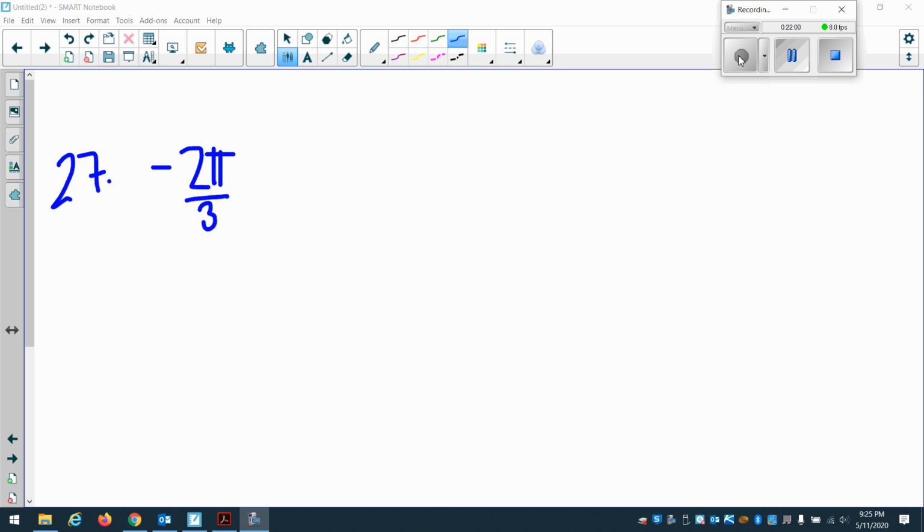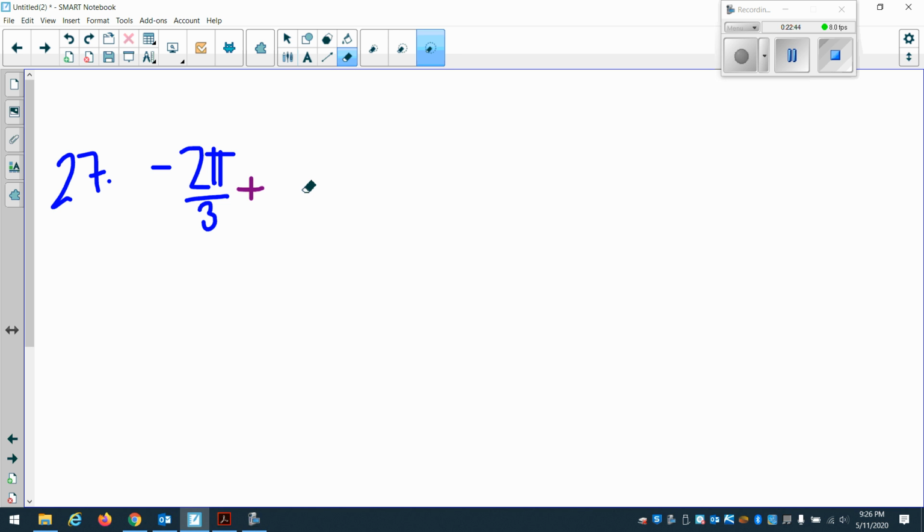Okay, for 27, I moved to a separate page so I could show you. This is negative, and it's in radians. If I was to convert it to degrees, it would be negative 120. To figure out where it falls in the unit circle to find the exact values, I would add 360. Since it's in radians, in order to get between 0 and 2 pi, I would have to add 2 pi. Well, I can't add 2 pi because I need a common denominator. So my common denominator, I'm going to multiply top and bottom by 3.